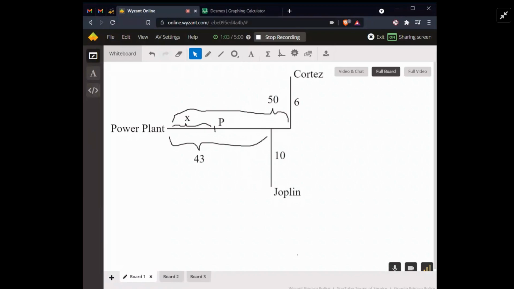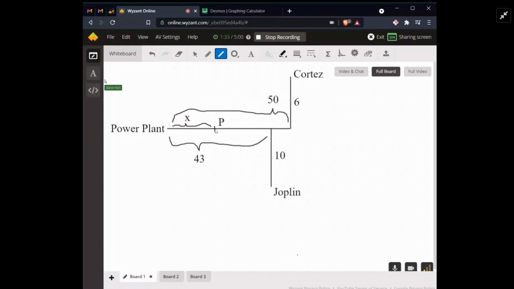So what they have told us is that the distance between the power plant to this junction point is x. What they want us to find out is various formulas as a function of x for the distance between that same junction point to both of those cities or each of those cities individually. So what we're trying to solve for is the distance between P and the town of Cortez, and then the distance between P and Joplin.